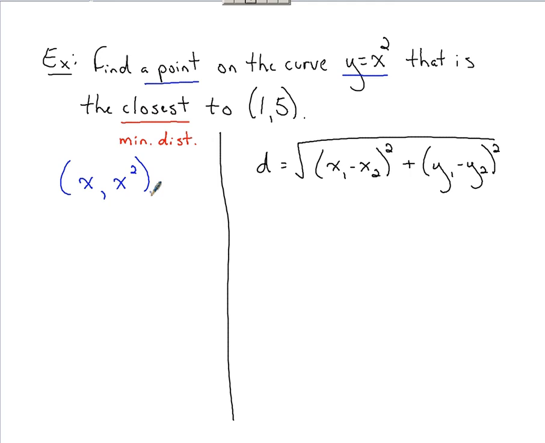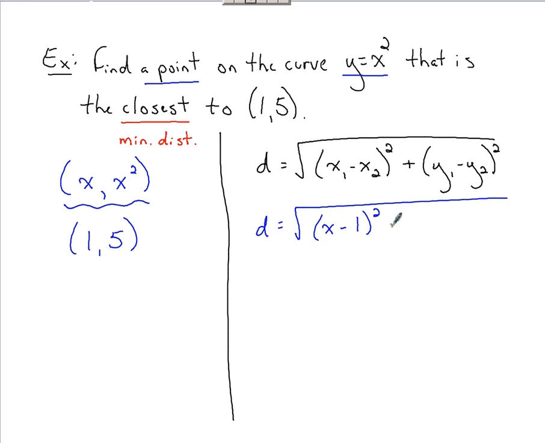So I'm comparing a distance, a minimum distance between this arbitrary point and this point 1, 5. If I'm just comparing distances here, let's plug into the distance formula. D is going to equal the square root of the difference in your x's, so if I go from arbitrary point to given point, the x minus 1 is a quantity squared, plus the difference in the y's going from arbitrary point to given point, the x squared minus 5 as a quantity squared.